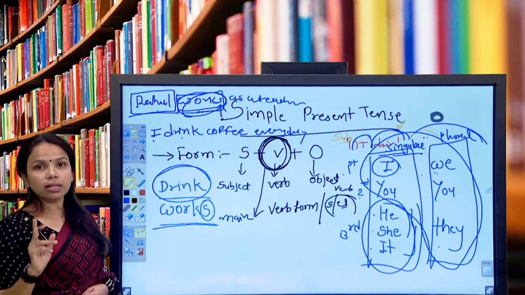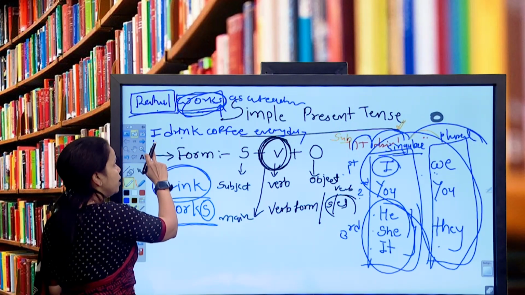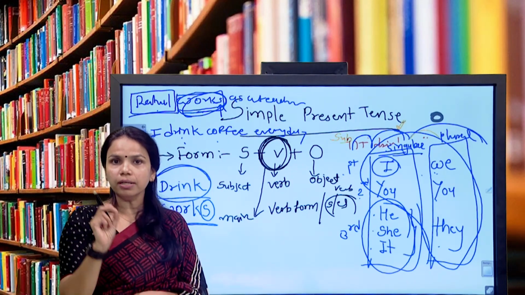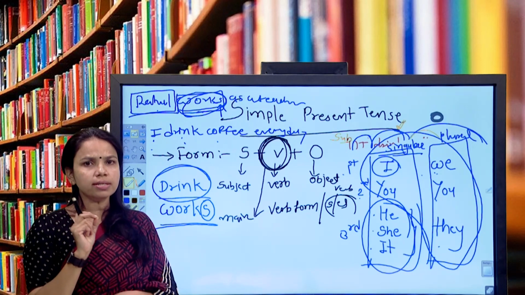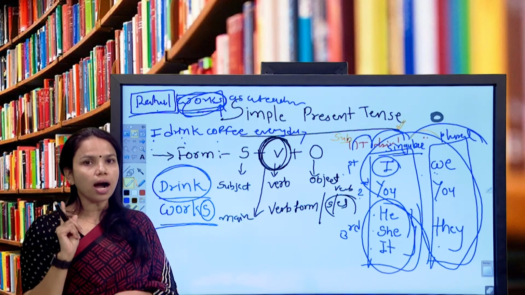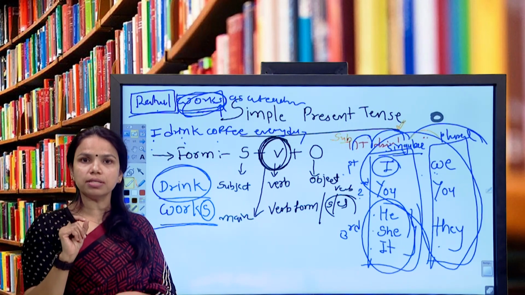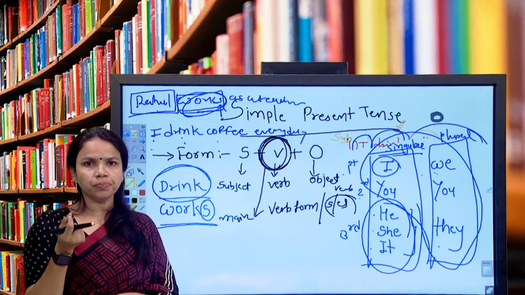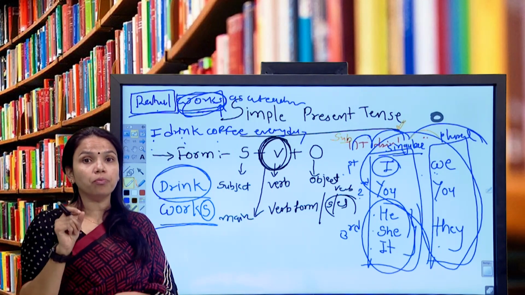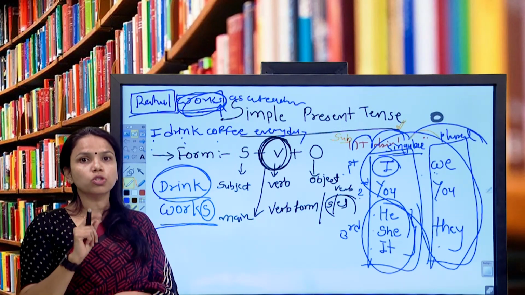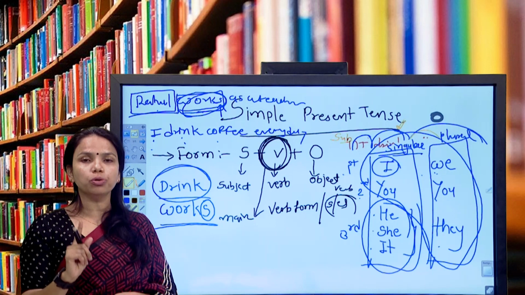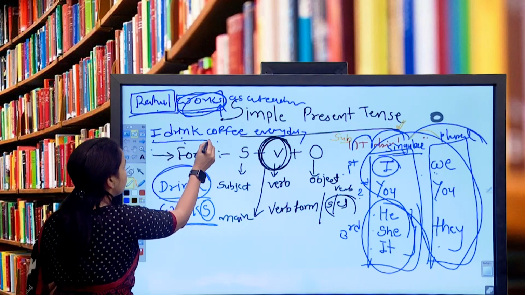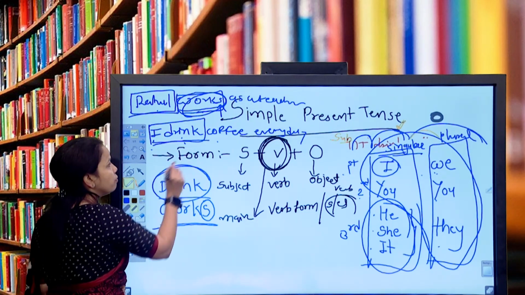Now, another sentence: I drink coffee every day. What is the subject? I. I means first person singular. So with first person singular we have to use the main verb. That is the reason we write it this way: I drink coffee every day.